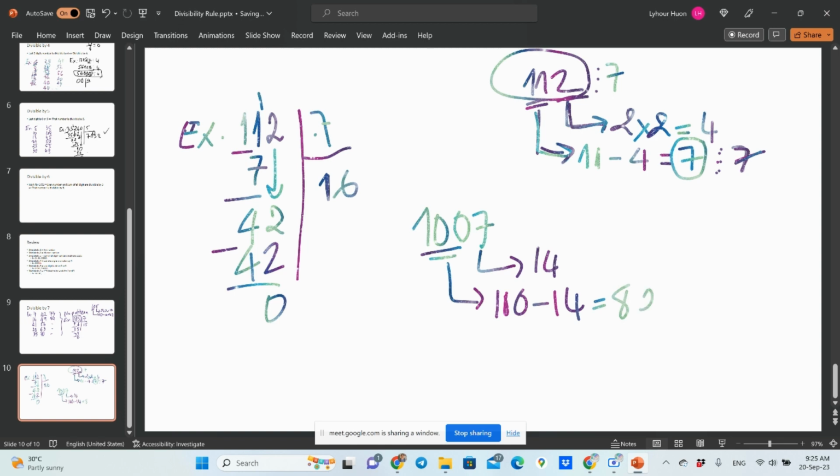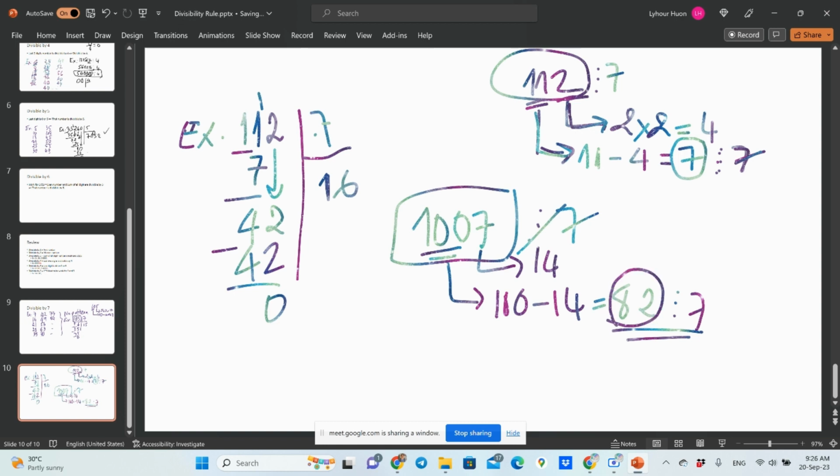Is it divisible by 7? No. So this number is not divisible by 7. If the result is divisible by 7, then the number is divisible by 7.